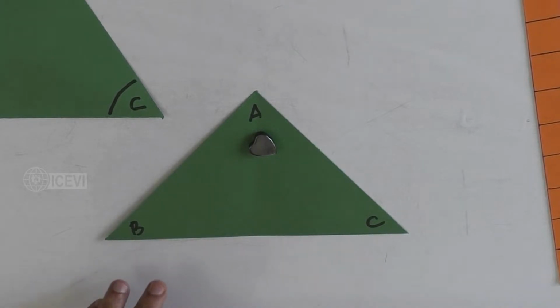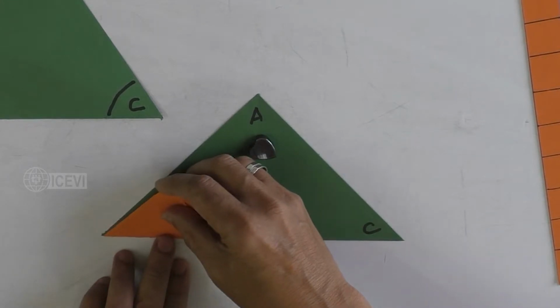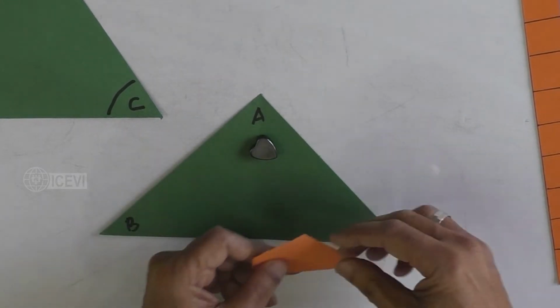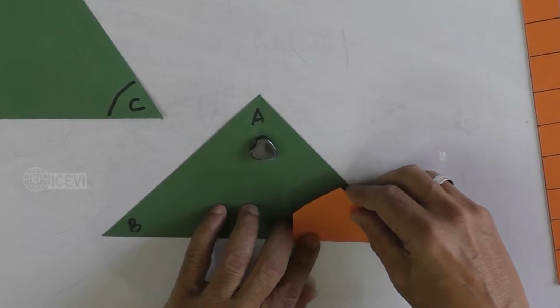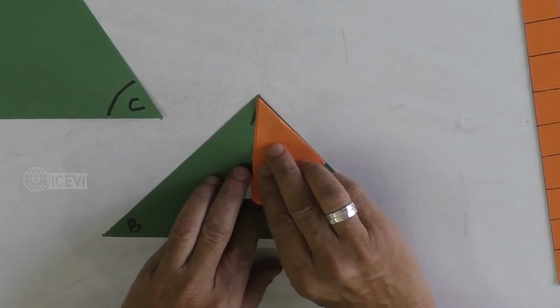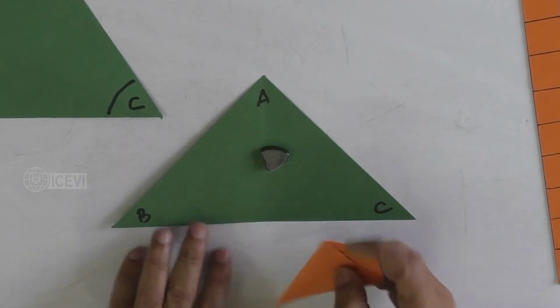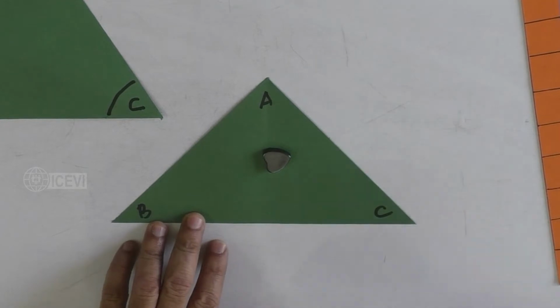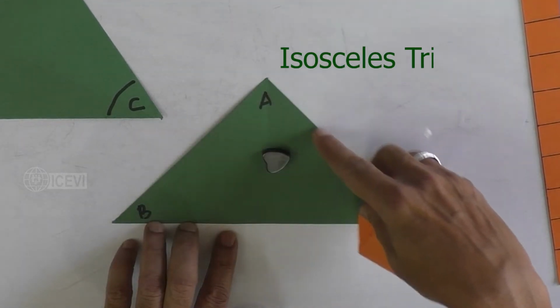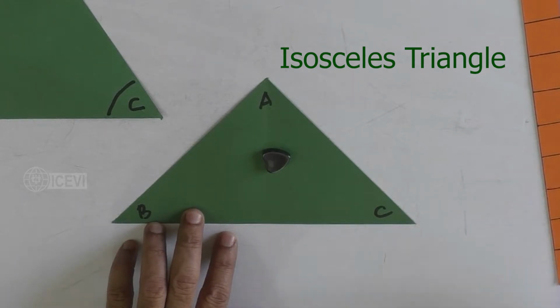Again you measure the angle. Now angle B is same as angle C, whereas it is different from angle A. So in this triangle there are two sides equal. So you call this triangle an isosceles triangle.